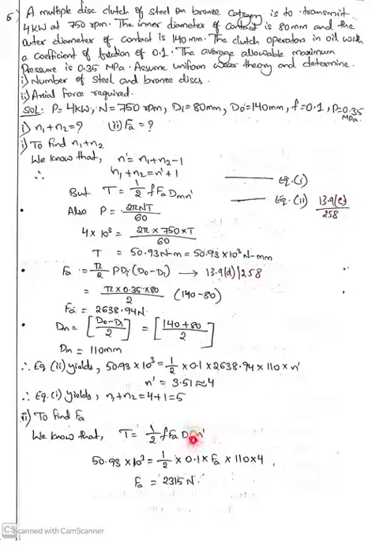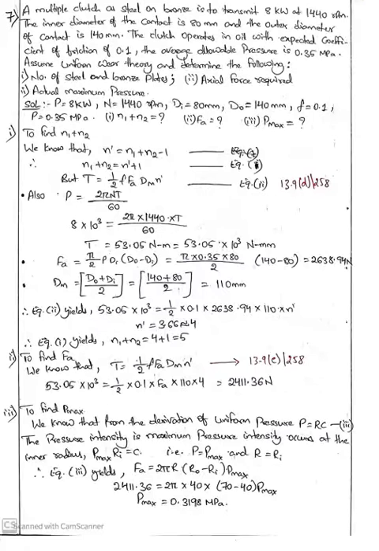Now, second one, to find the axial force, we know this equation. We know that n dash is equal to 4. Similarly, to find FA, just put back the equations of T and Dm. We will get the result in terms of axial force. Clear guys? This is very much important.